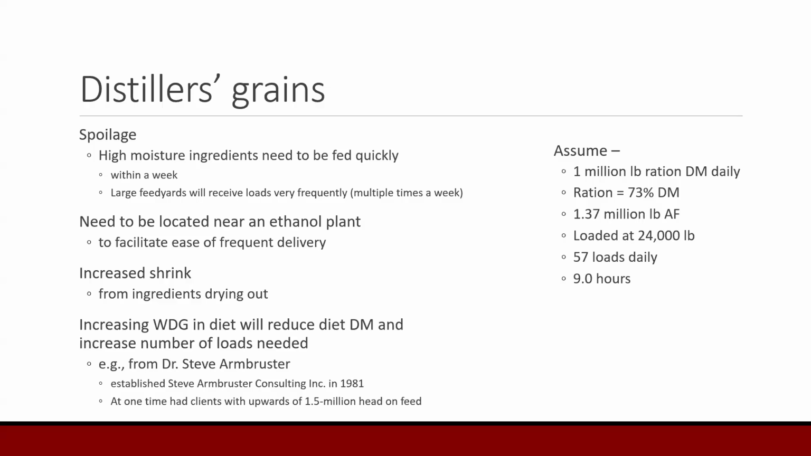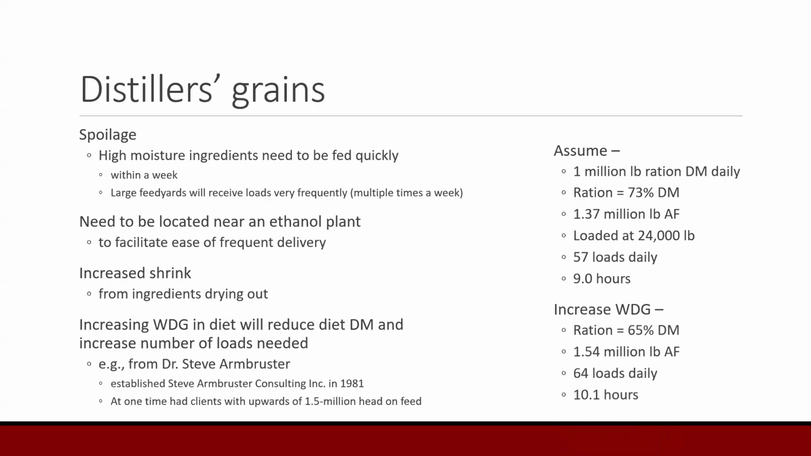Okay. So one scenario, we have a 1 million pound ration that we're feeding daily. This ration is 73% dry matter. So if we have a 24,000 pound load capacity truck to feed our 1 million pounds of ration, we would need 1.37 million pounds as fed. Capacity of the truck's 24,000, so that'd take 57 loads daily to deliver all the feed to the cattle at our feedlot. So that can be done in about 9 hours.